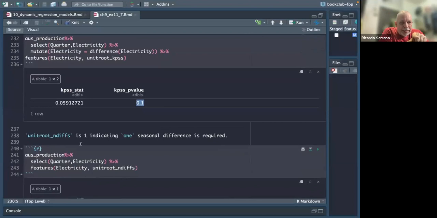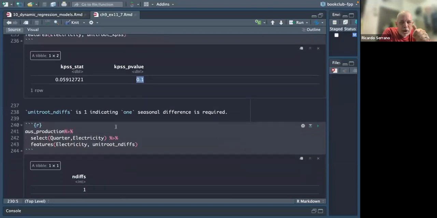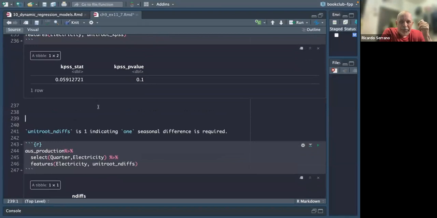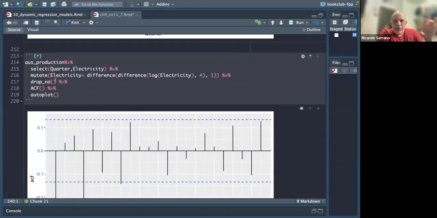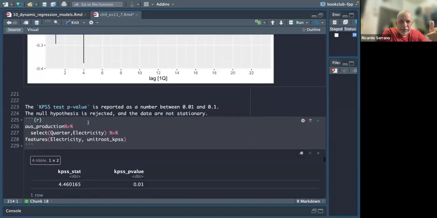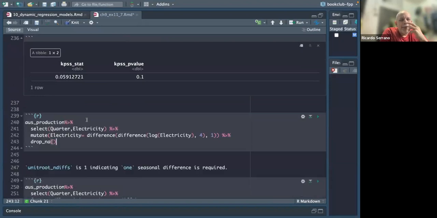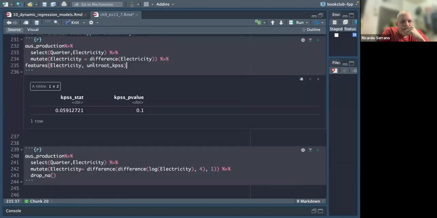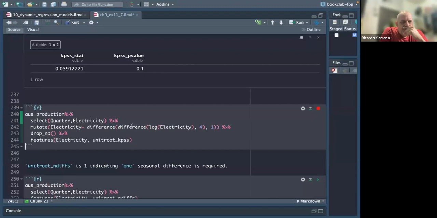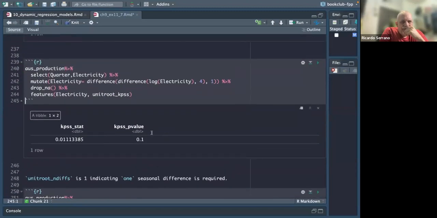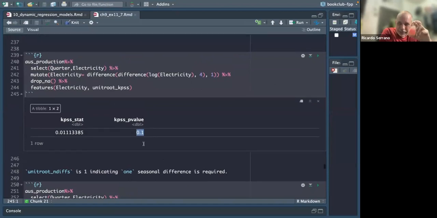Try, Federica, try with that log and difference. I bet you that the KPSS value is going to go up. Try with the log, which uniforms the variance, and also with the seasonal differencing and the regular, the simple differencing. See the maximum level. Yep. But now we're sure that the series is stationary.